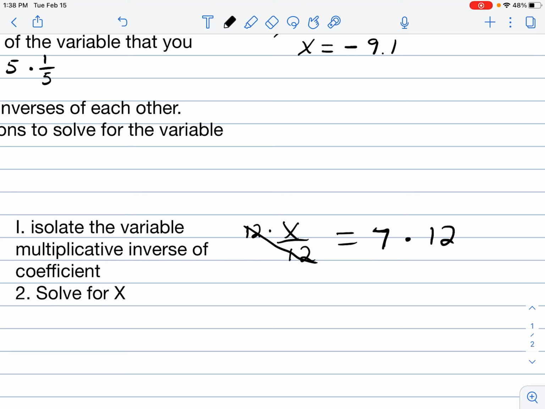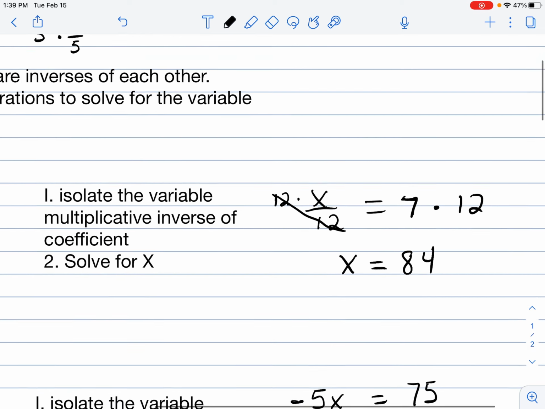So over here, 12 times x divided by 12 just leaves us with x. We've isolated the variable. We got rid of the coefficient. Then on the other side, we're going to be left with 84. So once again, isolate the variable with the multiplicative inverse, and apply that multiplicative inverse to both sides.